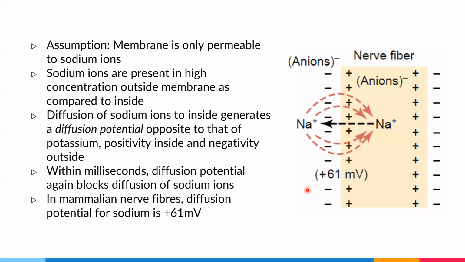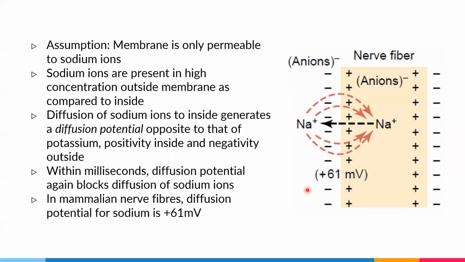Next, we move on to another example, sodium ions. This time also we will assume that the membrane is only permeable to sodium ions. But in this particular scenario, the situation is the reverse of the previous one. The concentration of sodium ions is way higher in the extracellular environment than inside of the cell. Thus, if the nerve fiber membrane is permeable to sodium ions, then all the sodium ions will try to get into the cell via the membrane.